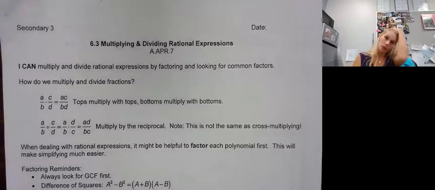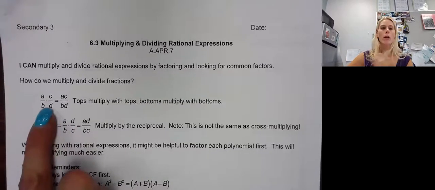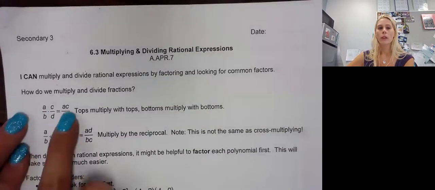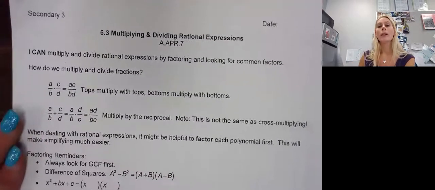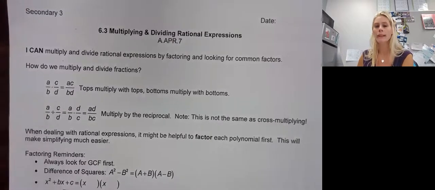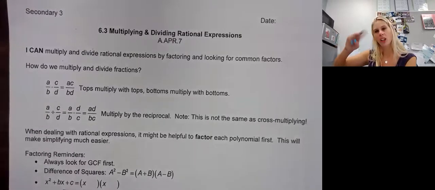Today we're going to do 6.3, multiplying and dividing rational expressions. So there's a couple things we need to remind ourselves. First of all, when we have multiplication, remember that we multiply the numerator and multiply the denominator. So we have AC all over BD. Now division is the same thing as multiplying by the reciprocal. Remember, reciprocal is like flipping that.